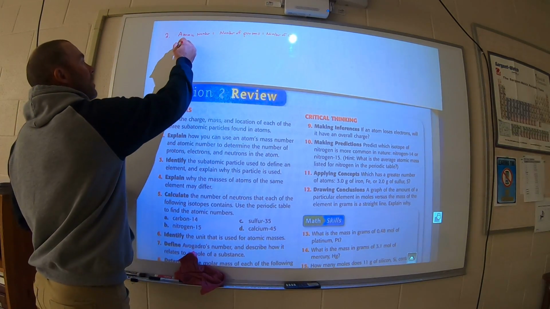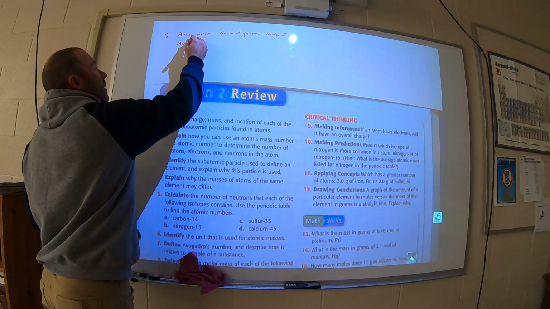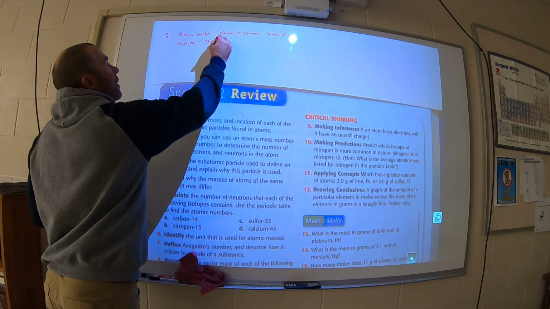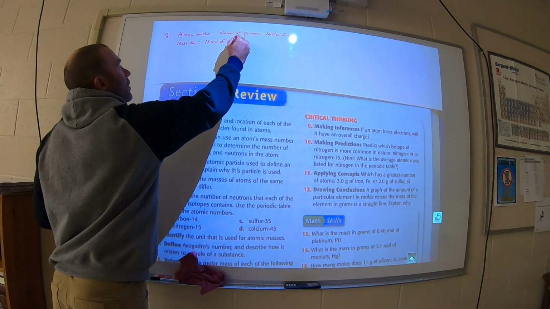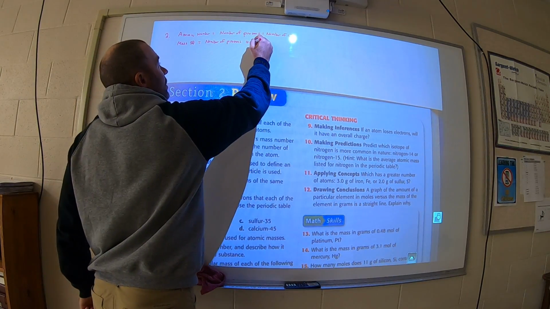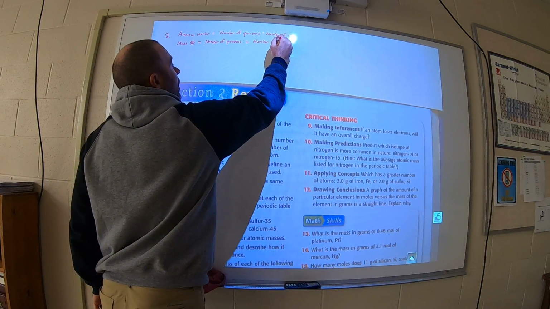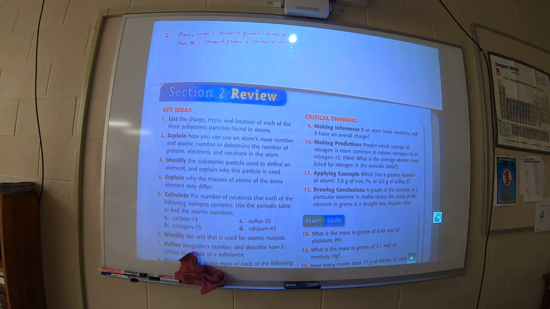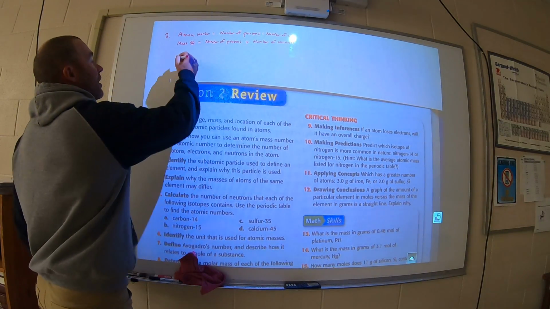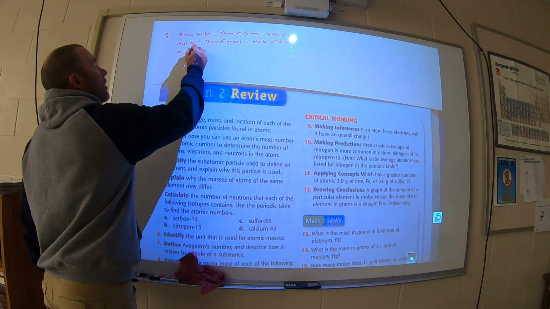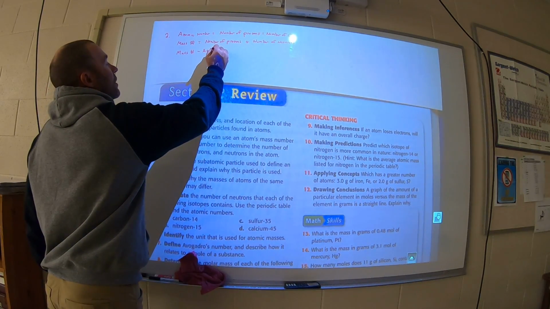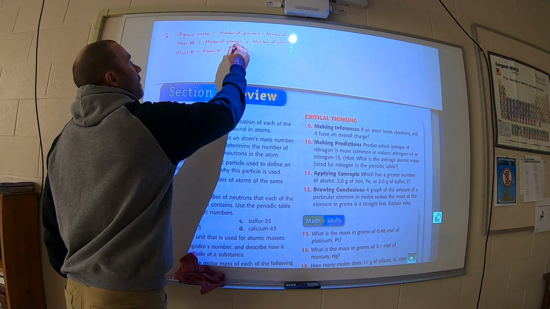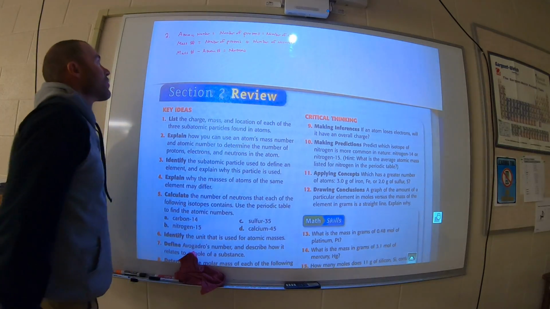The mass number equals the number of protons plus the number of neutrons. And so what we can do is we can say mass number minus atomic number equals the number of neutrons.